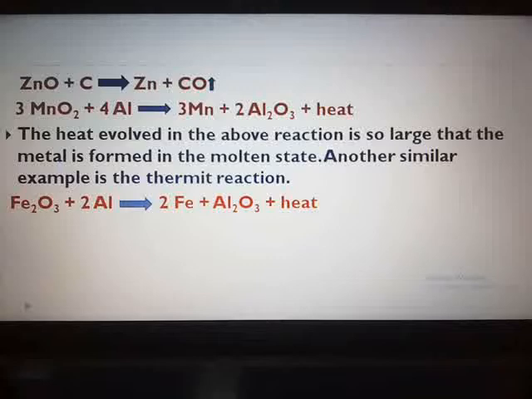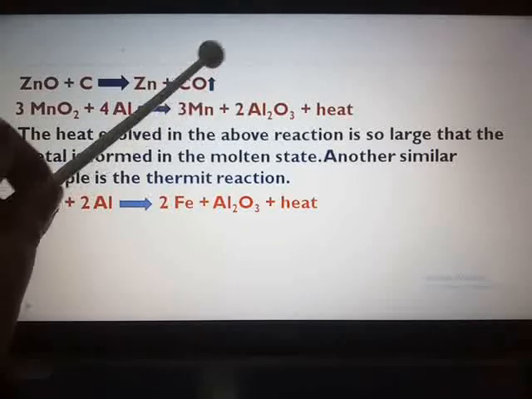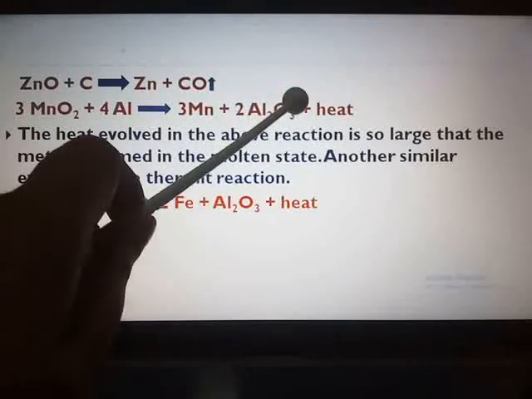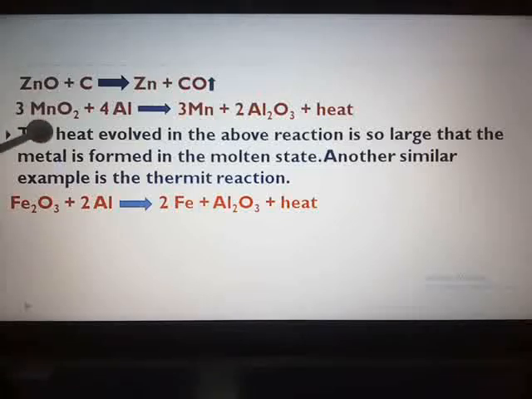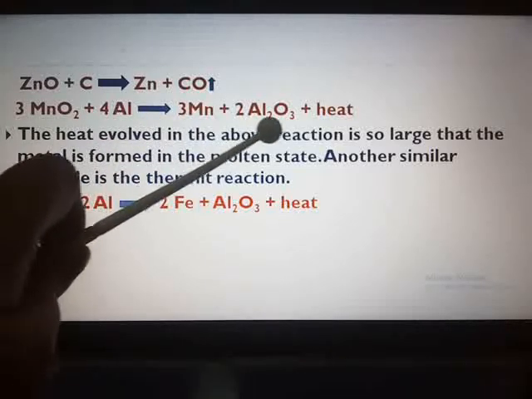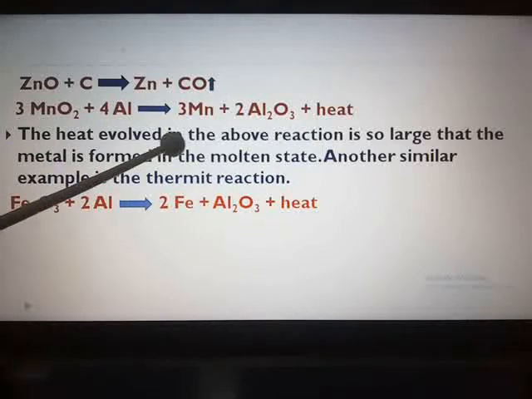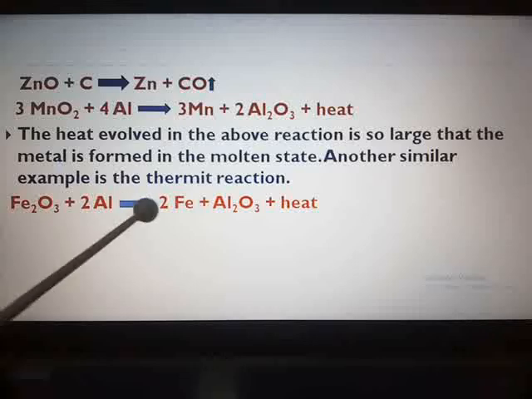Why? Because these metals displace a moderately reactive metal from its compound in a displacement reaction. Here is one example: manganese dioxide, when treated with aluminium, where aluminium acts as the reducing agent, gives manganese as the metal with the formation of aluminium oxide and liberation of heat. The heat which is evolved in the above reaction is so large that the metal is formed in the molten state. Another similar example is the thermit reaction. Ferric oxide treated with aluminium forms iron plus aluminium oxide plus heat.